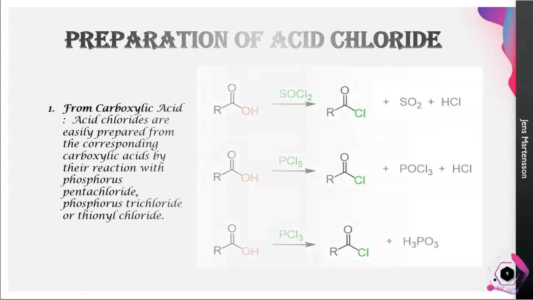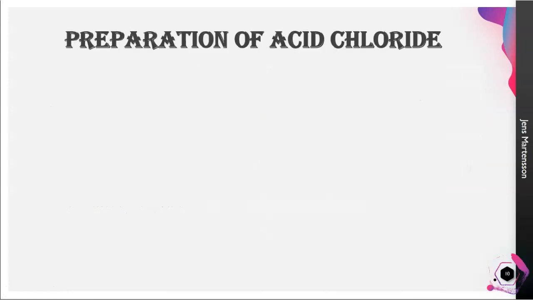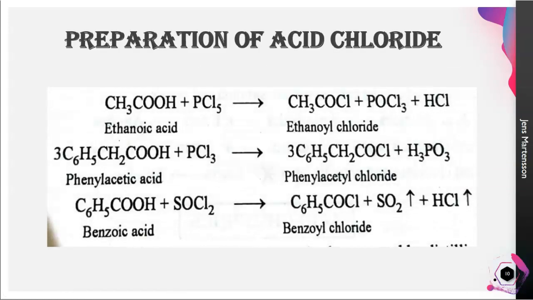So proceeding further. This is an example of the same, where ethanoic acid on treatment with phosphorus pentachloride results in the formation of ethanoyl chloride, and POCl3 and HCl are produced as side products as well. Then phenylacetic acid, 3 moles of it, is reacted with phosphorus trichloride, resulting in the formation of 3 moles of phenylacetyl chloride, and H3PO3 is also released.